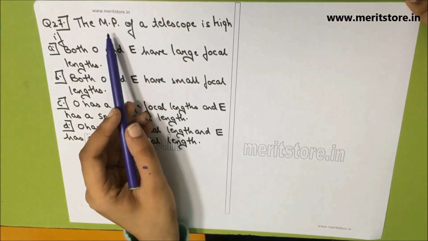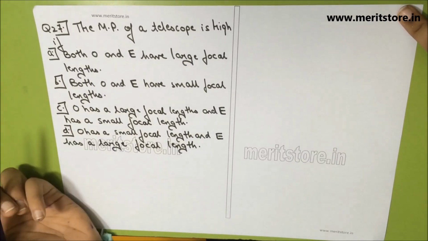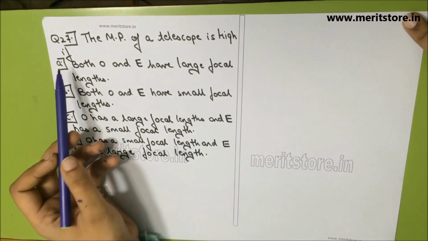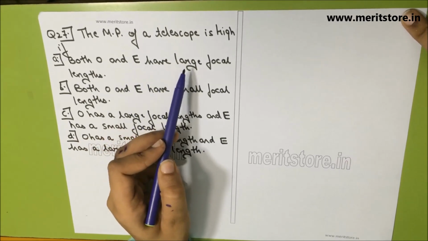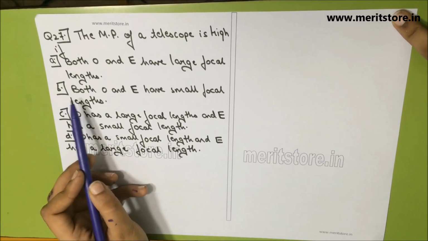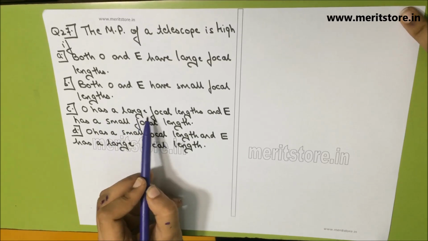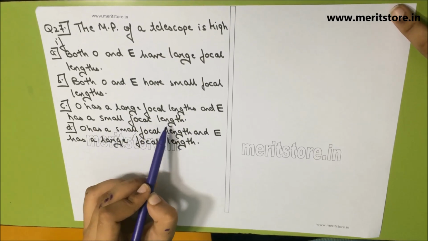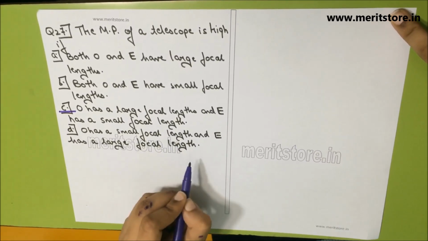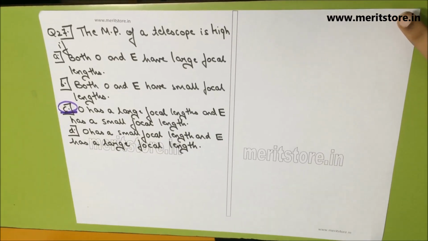Question 27. The MP of a telescope should be high when the O is large and the E is small. So we'll see which of the following options match it. A. Both O and E have large focal lengths. Both should not have large, only O should have large. B. Both O and E should have small focal lengths. No. C. O has a large focal length and E has a small focal length. This seems correct. And D. O has a small focal length and E has a large focal length. No. This is completely opposite to the answer. Option C is correct.